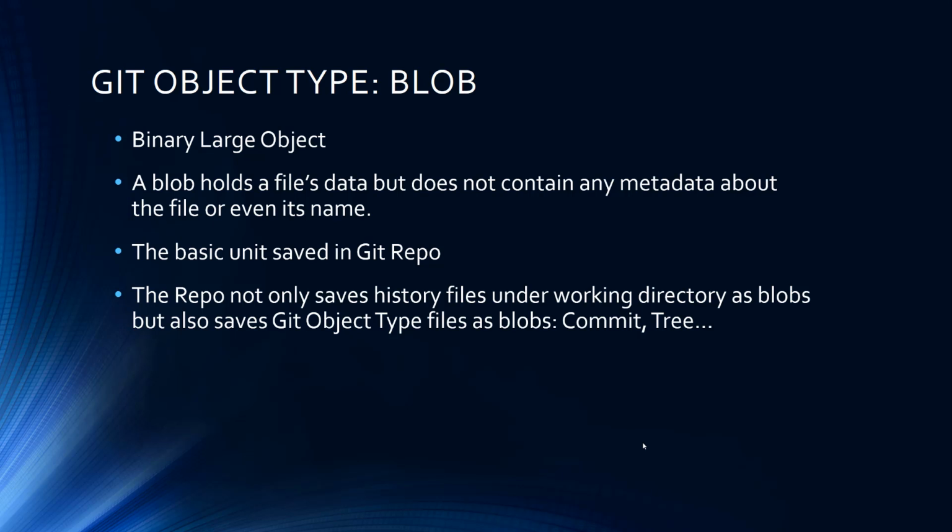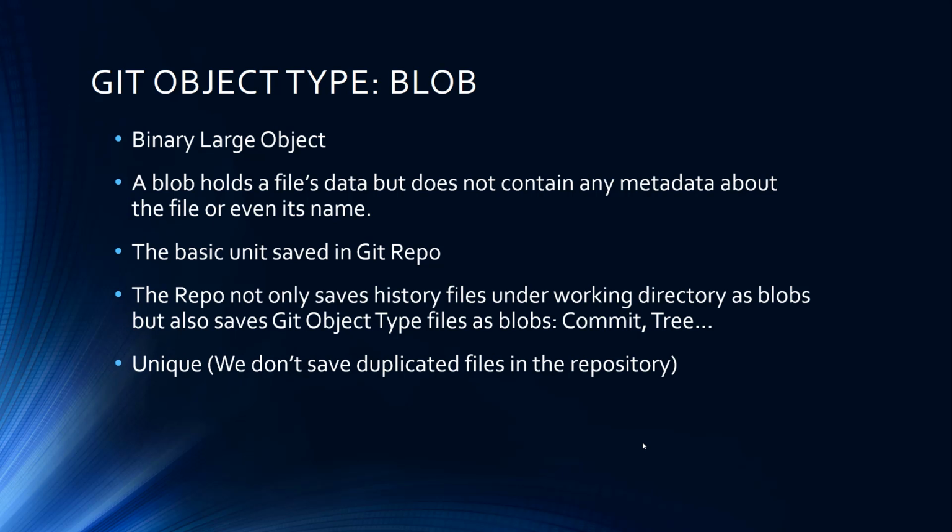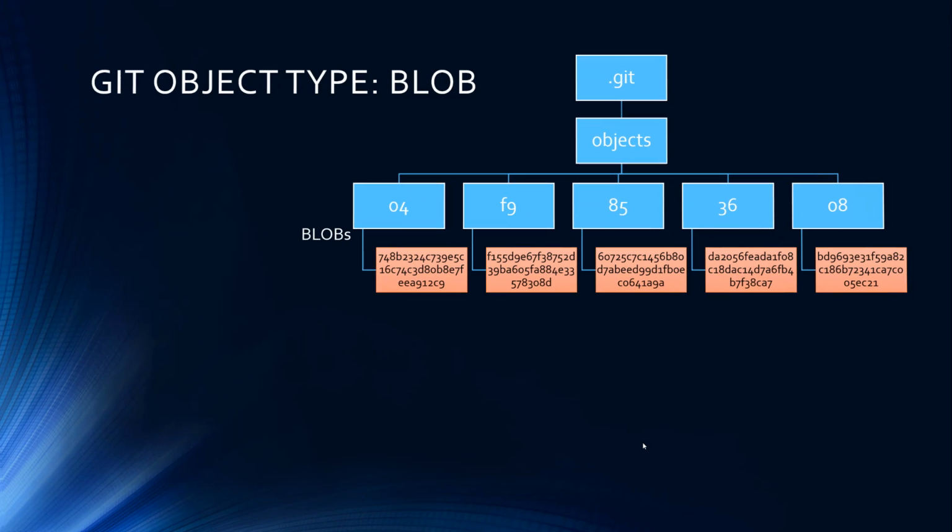Git repository never saves duplicated files in it. You won't find two identical files in a repository. We will make an example later. Let's take a close look at the blob.